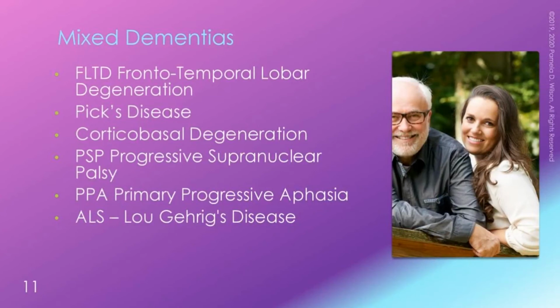So let's talk about mixed dementias. These are the dementias that I talk about that have aspects to them that if you learn about them, you can provide better and more specialized care to your elderly parent. So the first is FTLD. It's called frontotemporal lobar dementia. And it also includes behavioral variant dementia. The others listed on here are Pick's disease, corticobasal degeneration, PSP, PPA, and Lou Gehrig's disease that we'll talk about.